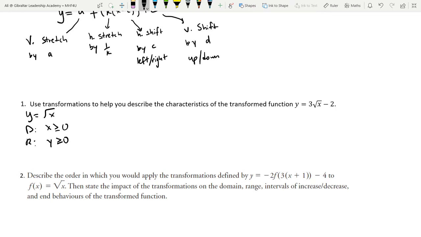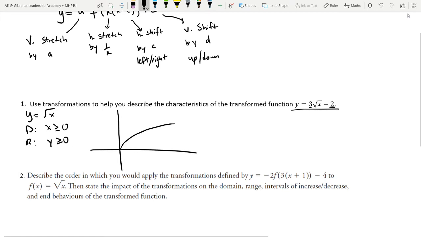In terms of end behavior, we know that as x approaches infinity, y approaches infinity. Let's look at what happens after a vertical stretch of 3 and a vertical shift of 2 units down. If this was our original function, y equals root x, then to see what 3 root x minus 2 would be, it starts down here and it would be more stretched out vertically. This would be 3 root x minus 2.